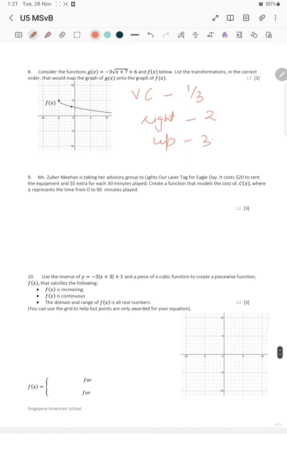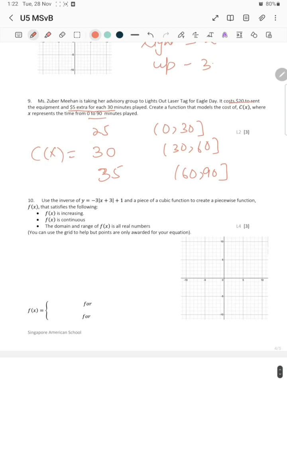Mr. Zubair Mekan is taking his advisory group to light out laser tag and Eagle Day. It costs only 20 to rent equipment and 5 extra for each 30 minutes. 20 for the rent and 5 extra, so it's going to be 25 for 30 minutes. Then 90 is where we have to go. So 30 from 30 to 60 minutes and 35 from 60 to 90 minutes.